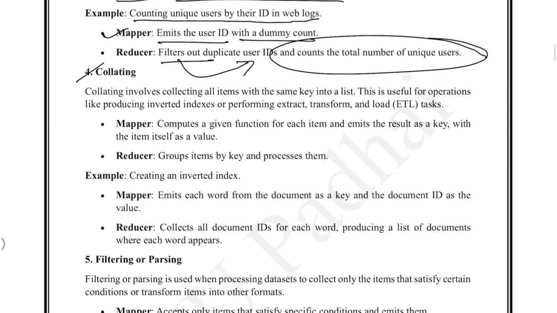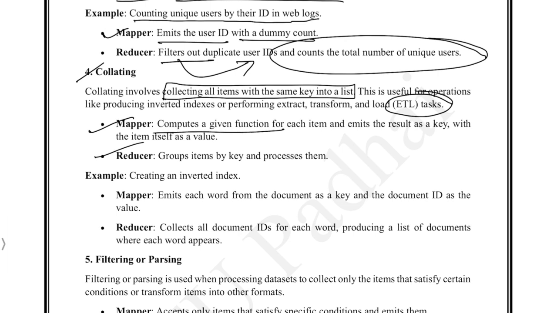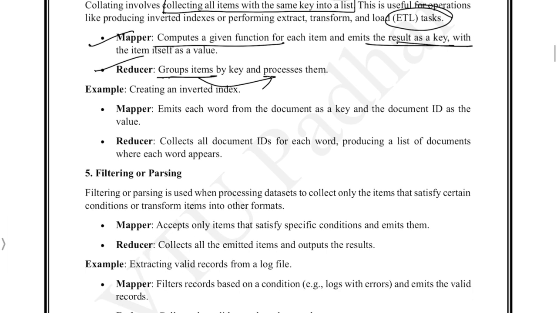Next is collating. What is collating? Collating mainly involves collecting all items with the same key into a list. It is mainly used in ETL tasks. The mapper computes a given function and emits the result as a key, and the reducer groups items by a key and processes them. Again, it is mainly used for creating indexes.